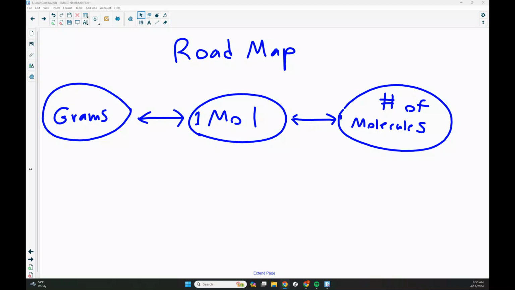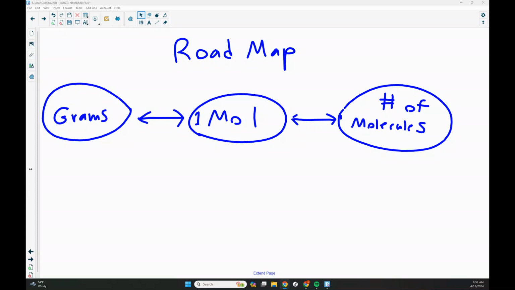So follow along with me on page 41, please, here. We're going to learn how to figure out the molar masses of ionic compounds and how to convert from moles to grams or numbers of molecules for ionic compounds.